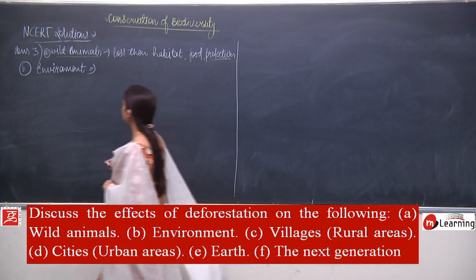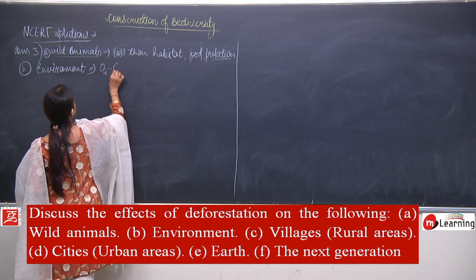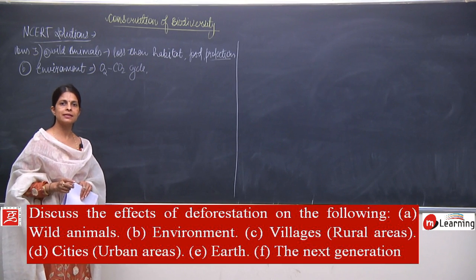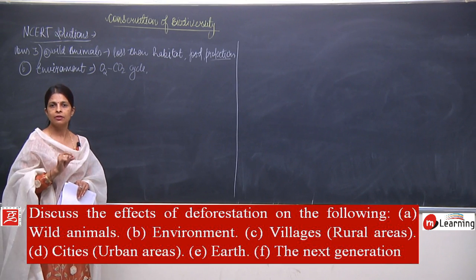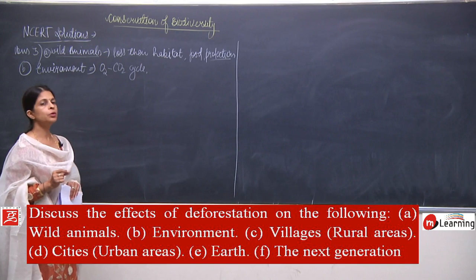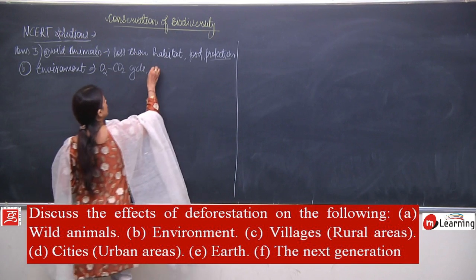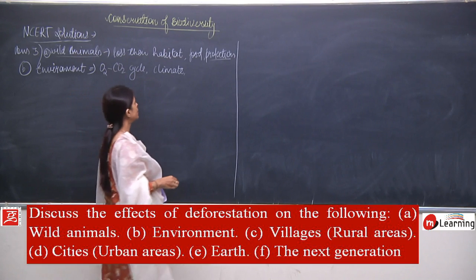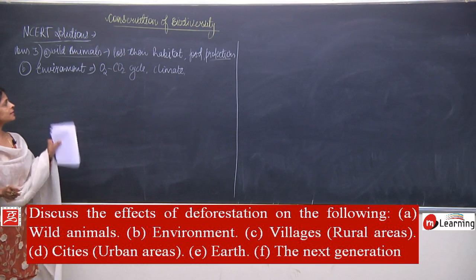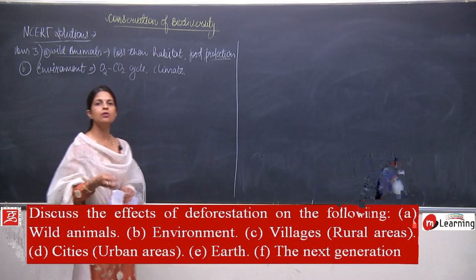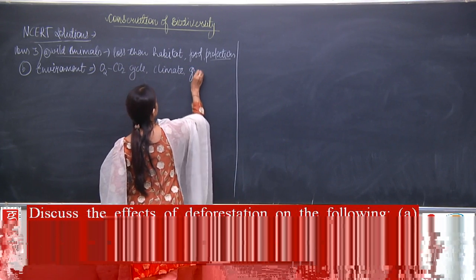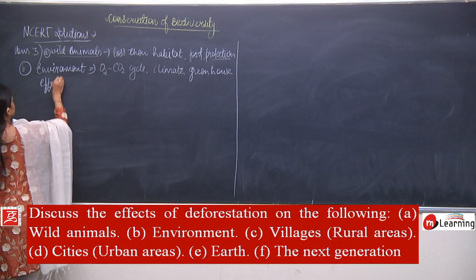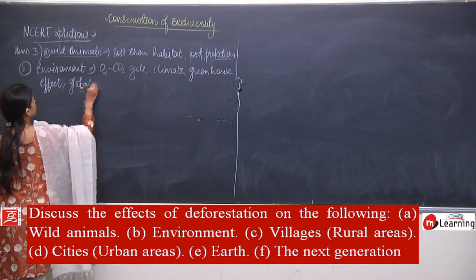So how is it going to harm the environment? First of all, the oxygen and carbon dioxide cycle will be disturbed. When you write the answers, we will be writing in detail. You have to explain each and every point. So the O2 and CO2 cycle will be disturbed. The climate will change. The temperature will increase, and why will temperature increase, children? If you remember, we have discussed that when CO2 increases, global warming will take place. The greenhouse effect takes place first of all, which will increase the temperature of the earth. That means global warming will take place.